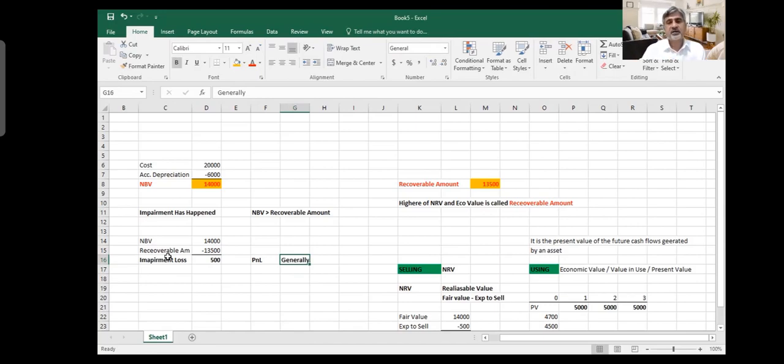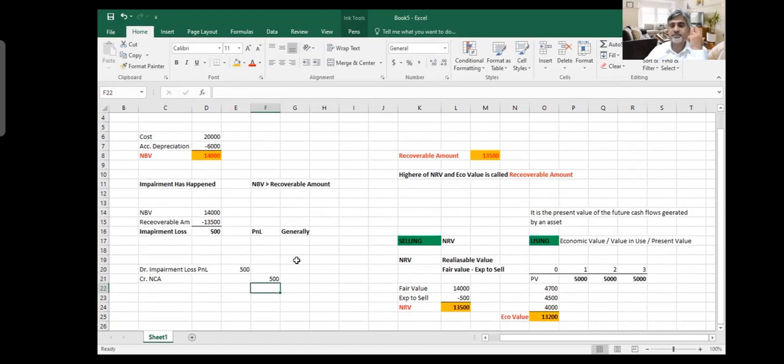Impairment loss, debit P&L, the double entry which they tell you, because I need to write down the value of the asset. This asset, which is in my balance sheet for 14,000, I need to bring down the value of this asset. Because IAS 36 says that assets cannot be shown in your balance sheet at a value higher than the recoverable amount. You cannot show it higher than the recoverable amount. What you need to do, you need to bring down the value of the asset. So you immediately need to make a double entry, which is debit impairment loss, which is a P&L item, and credit my non-current asset, 500. Okay, so I need to do that.